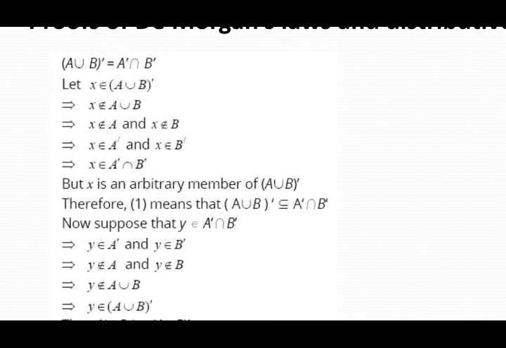Let x belong to (A union B) complement, the left hand side. If x belongs to (A union B) complement, then x is not in A union B. If an element is in the main set, it is not possible for it to be in its complement. If x does not belong to A union B, then x does not belong to A and does not belong to B. It means x belongs to A complement and x belongs to B complement. If x is in both these sets, then x is in their intersection.